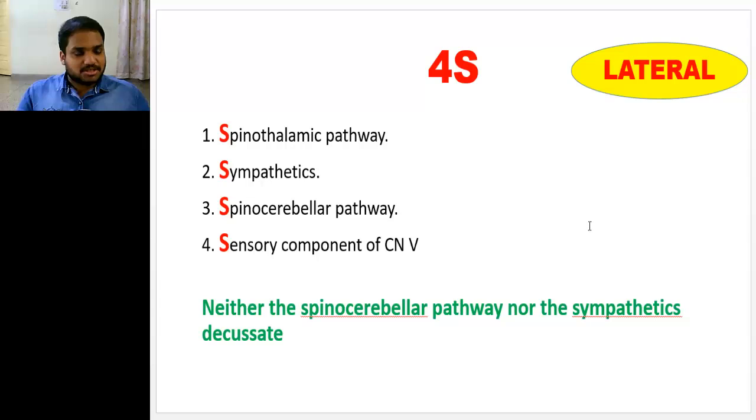Now, what are the lateral structures? The mnemonic is just 4S, right? That is the spinothalamic pathway, the sympathetics, the spinocerebellar pathway, as well as the sensory component of the 5th cranial nerve, or the trigeminal nerve, right? So these are the lateral structures of the brainstem, fine. In this case, the spinocerebellar pathway as well as the sympathetics do not decussate to the opposite side. So you have to remember that. So on the lateral side, you have the 4S, that is the spinothalamic pathway, sympathetics, spinocerebellar pathway, and the sensory component of the trigeminal nerve, right? So that is 4S. This is the third rule of 4, right?